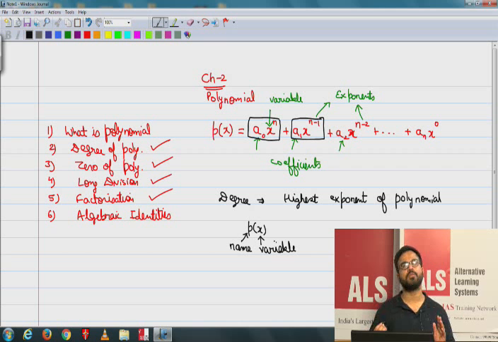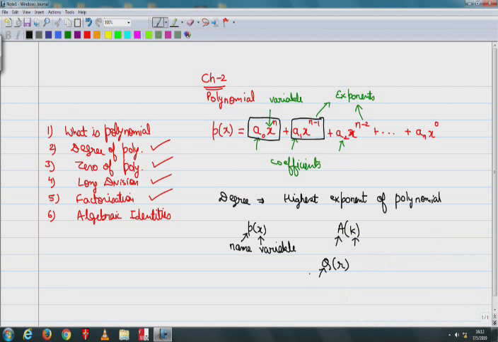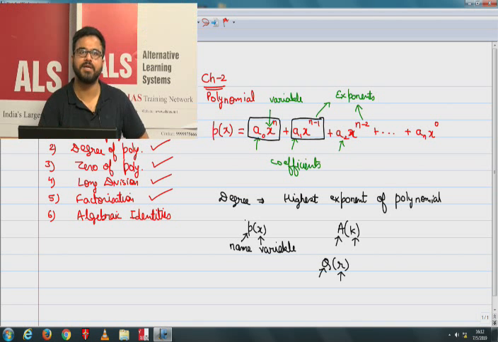You can give any name to a polynomial, like I can also write a(k). So a(k) indicates that the name of the polynomial is a, and in place of x I am using k as my variable. You can also write q(r). Here q indicates the name and r indicates the variable used. But in most cases, you will see the variable used is x and the name is p, q, r or f, g, h. But you can use anything. It is not mandatory to use these.